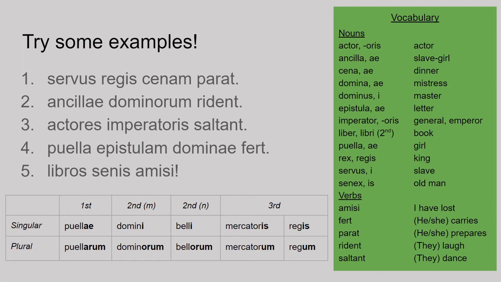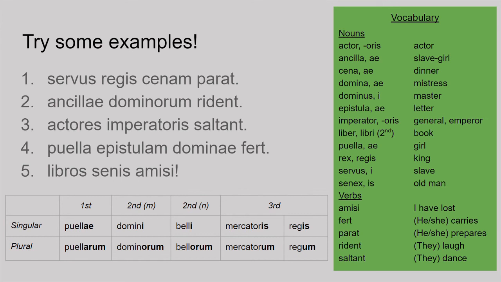Sentence 3, actores imperatoris saltant. The genitive here is imperatoris. It's a third declension noun, so it's singular, and it translates as of the general. If you're sure that the person being discussed was an emperor, you can translate it as of the emperor, but generally in Latin, it's better to say general just in case you're not sure. So the sentence then is the general's actors dance, or the actors of the general dance.